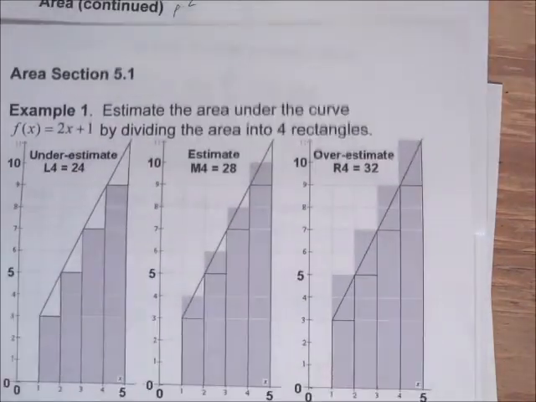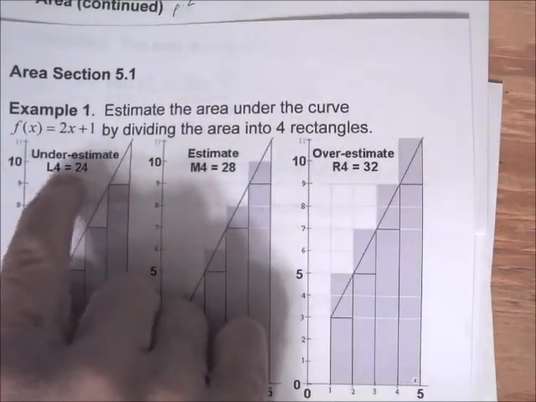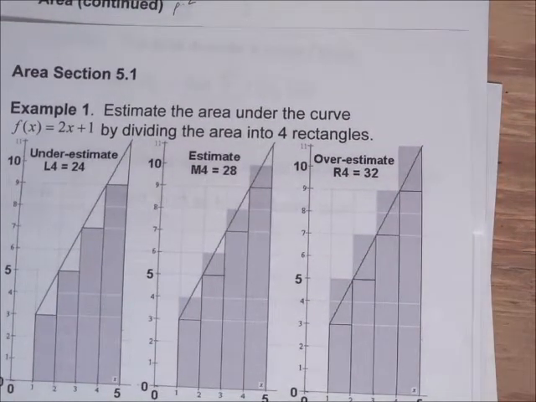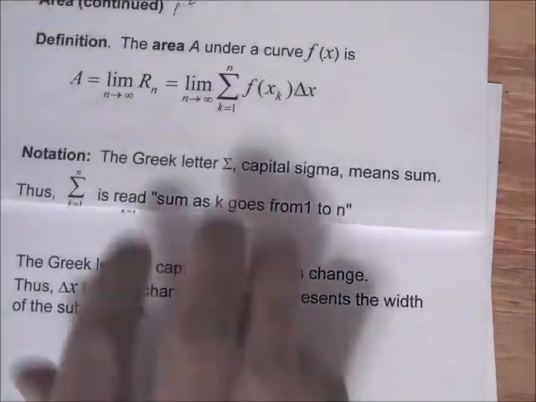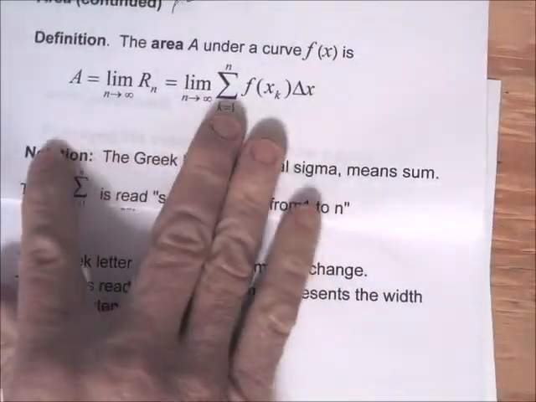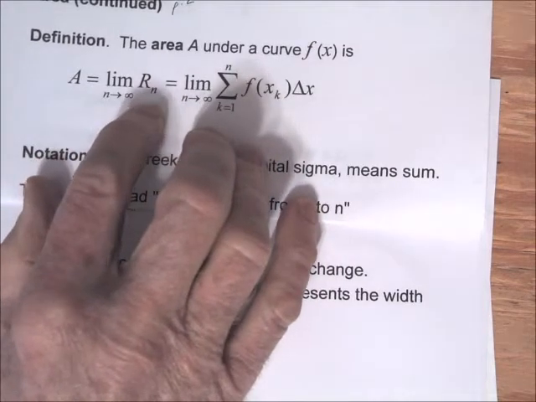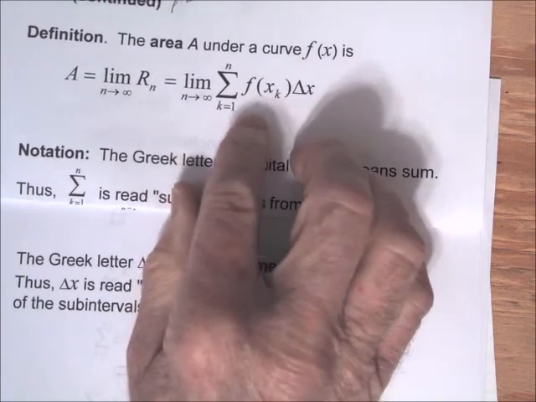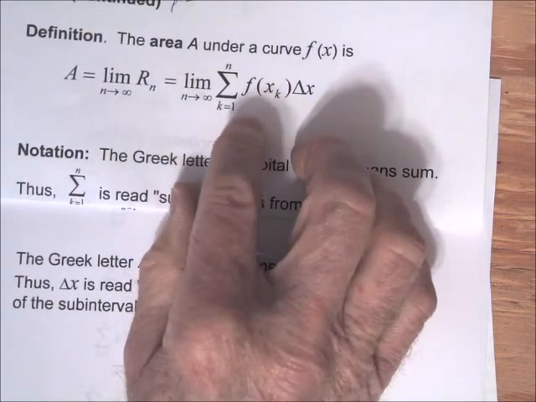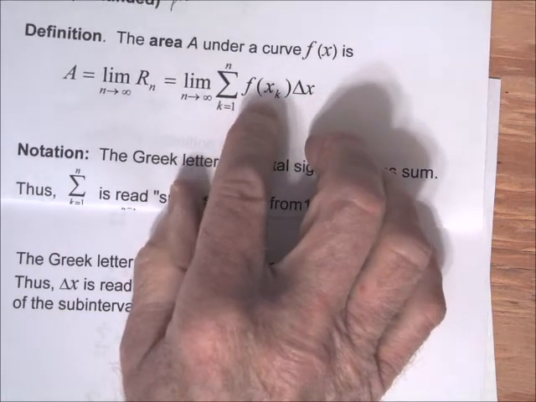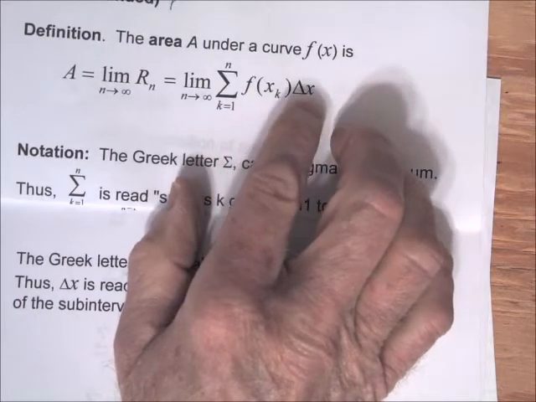But up here I was using L4 for the left endpoints, M4 for the midpoints, R4 for the right endpoints. But the R could also stand for Riemann sum. Riemann was one of the key figures that developed these concepts. Anyway, the limit as n goes to infinity of R sub n, we can write this as the limit as n goes to infinity of the sum from k equal 1 to n of f of x sub k times delta x.